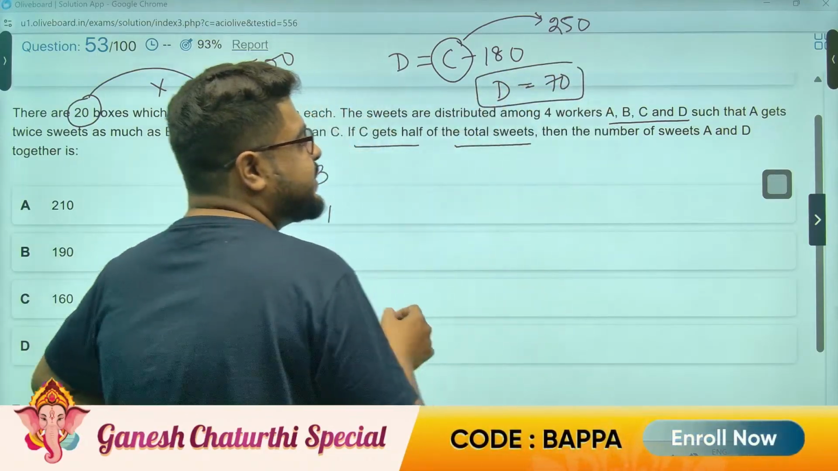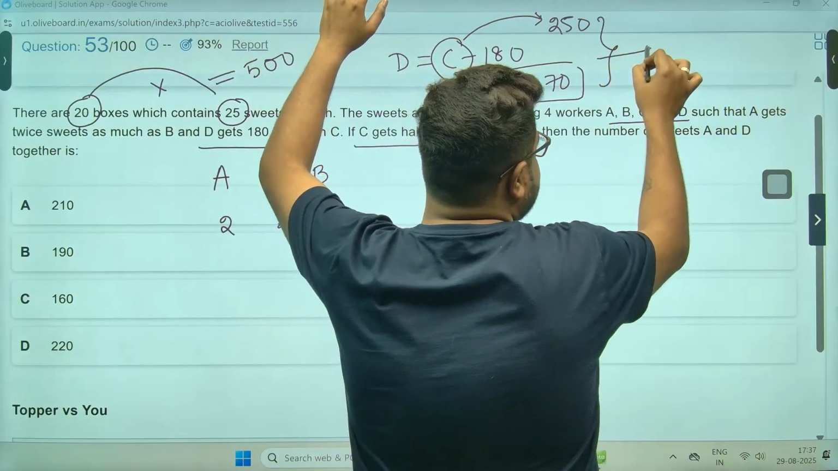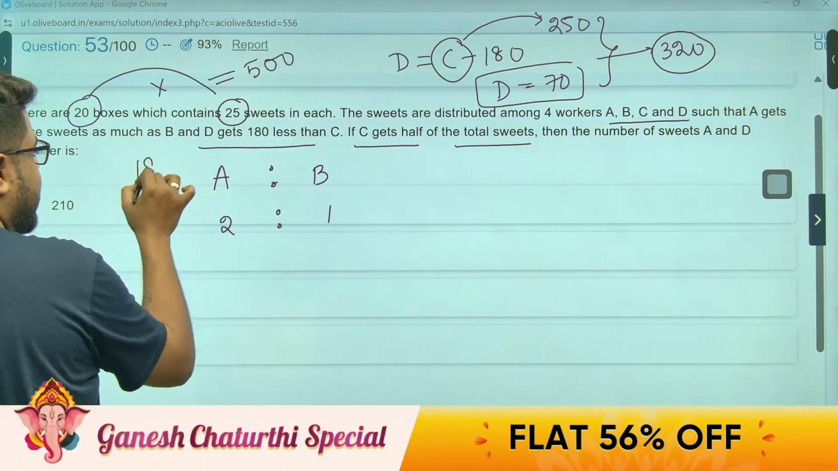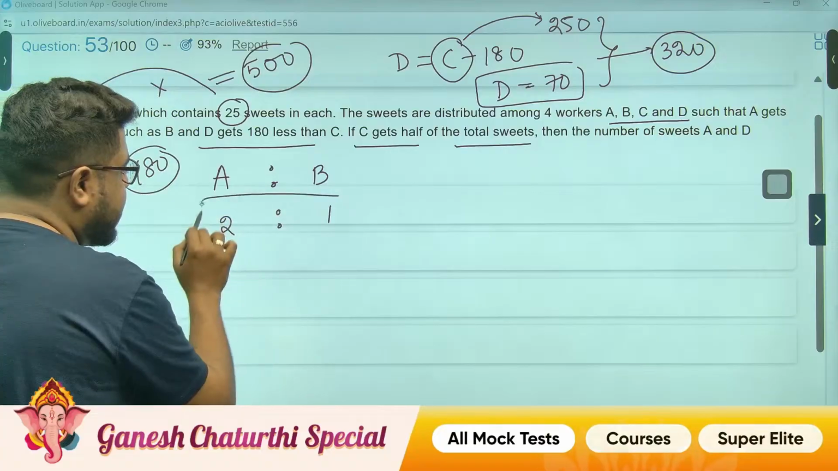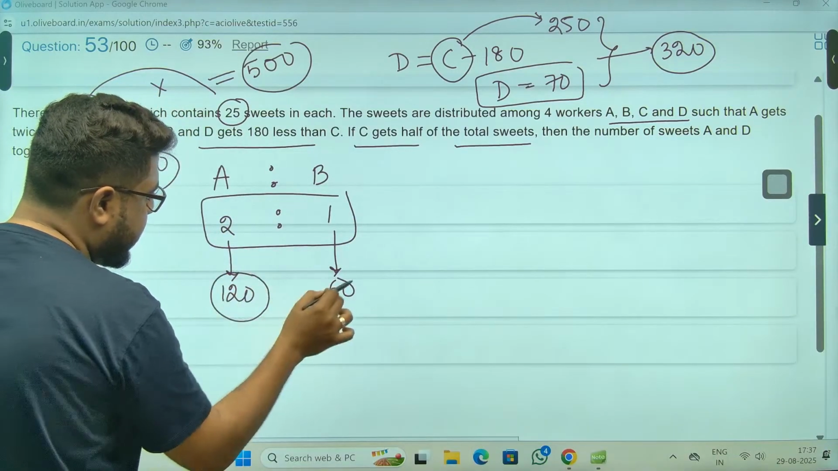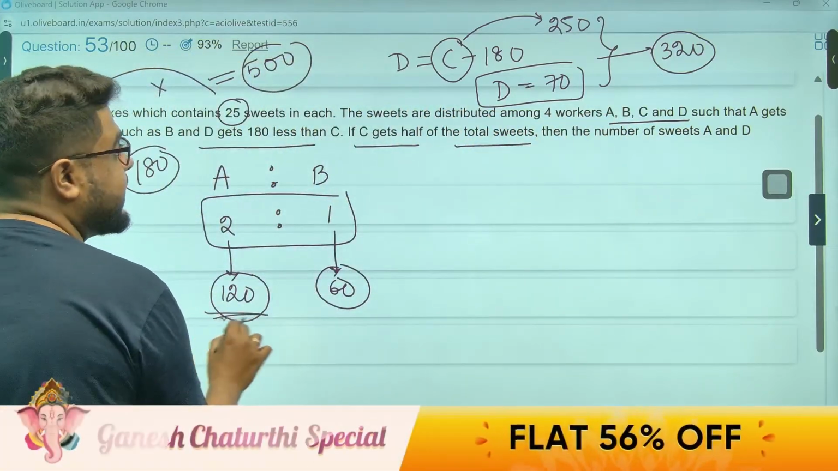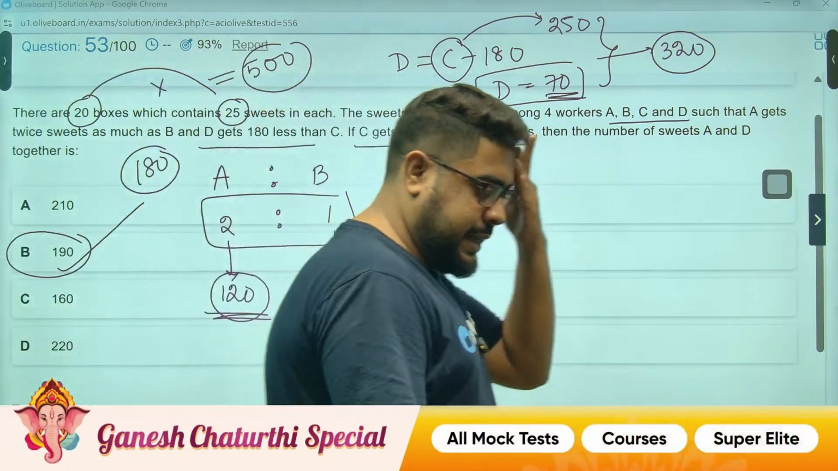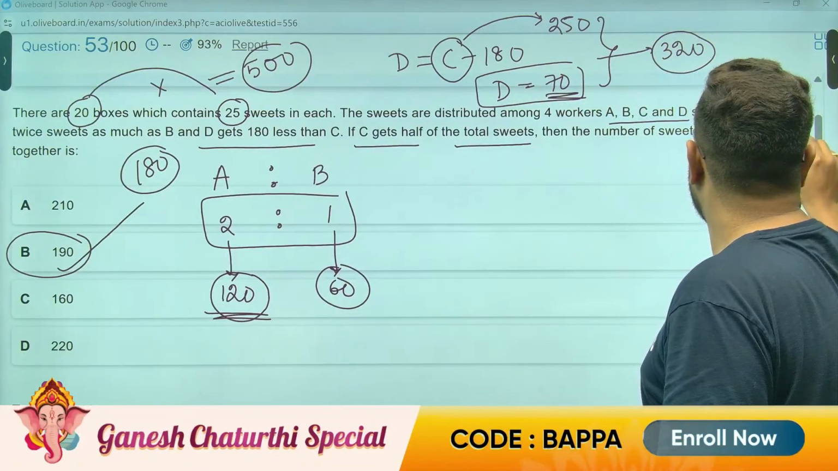250 minus 180 is 70. Perfect. So how much remaining? 250 and 70, 320 gone, sir. So A and B all together, they will get 180. 500 total minus 320, that means 180. 180 you divide in this ratio. So this is 60 and this is 120. Then the number of sweets A and D together. A is 120, D is 70. Total is option B, which is 190. Done, sir. That's all.